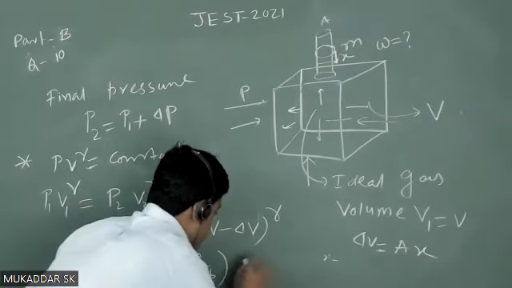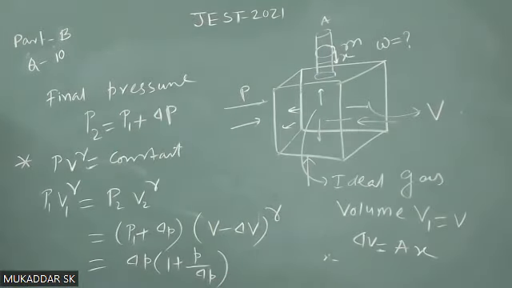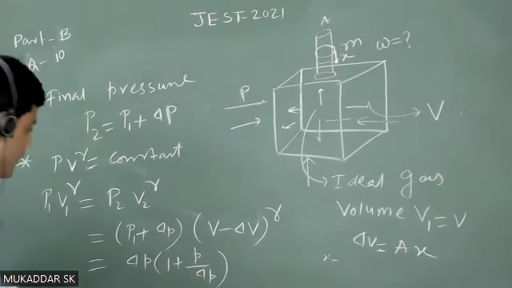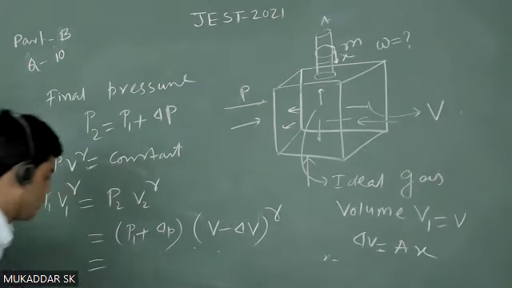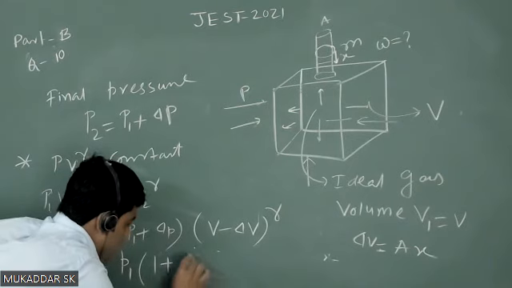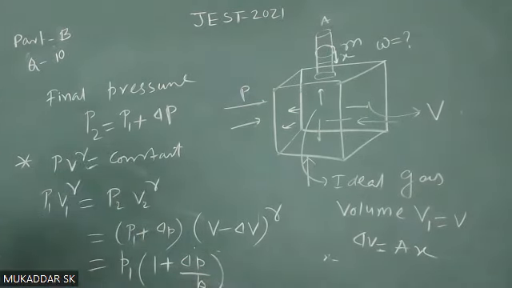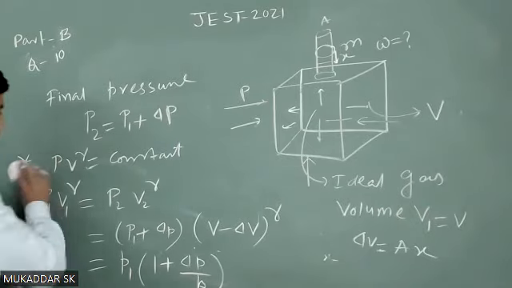And then you'll have, sorry, if I take P₀ common here, you'll have 1 plus ΔP by P₀. Okay.